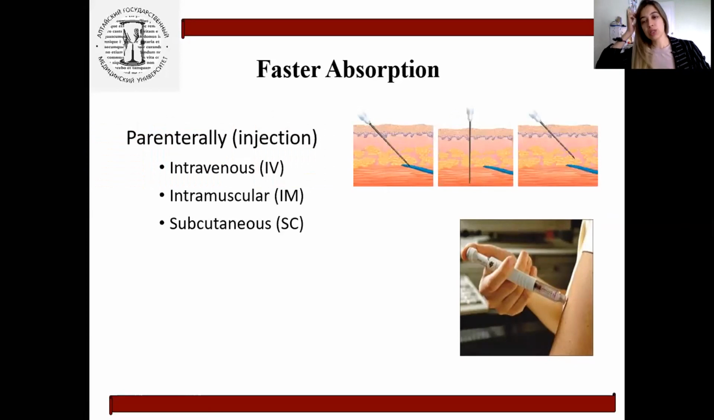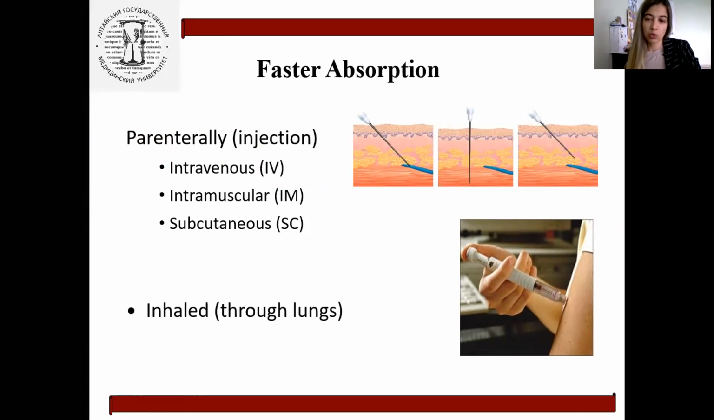And this is subcutaneous, when the drug also can be absorbed to the blood. Also, faster will be if you inhale the drug through the lungs. For example, for anesthesia. You know, in surgery, general anesthesia is given when the patient can inhale this anesthetic drug, and he falls asleep in just 10 seconds, sometimes 1 minute. So this is a very quick absorption.